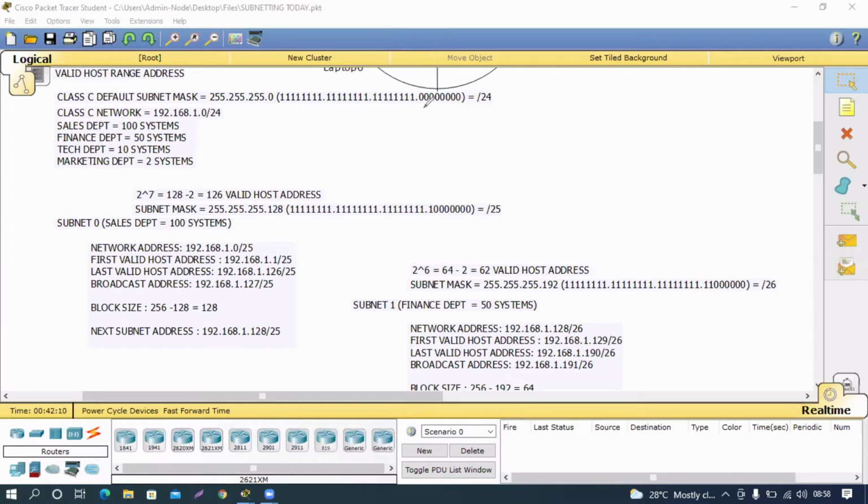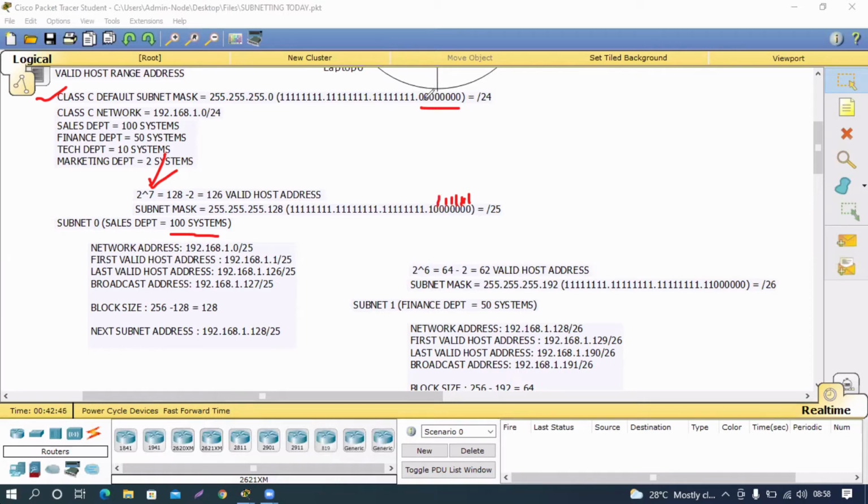So how many host bits do we have in class C by default? 8. Out of 8 host bits, how many bits do we need for our 100 systems? 7, right? We have already got it. This is your 7 host bits: 1, 2, 3, 4, 5, 6, and 7, right? Yes, sir. These are your 7 host bits.